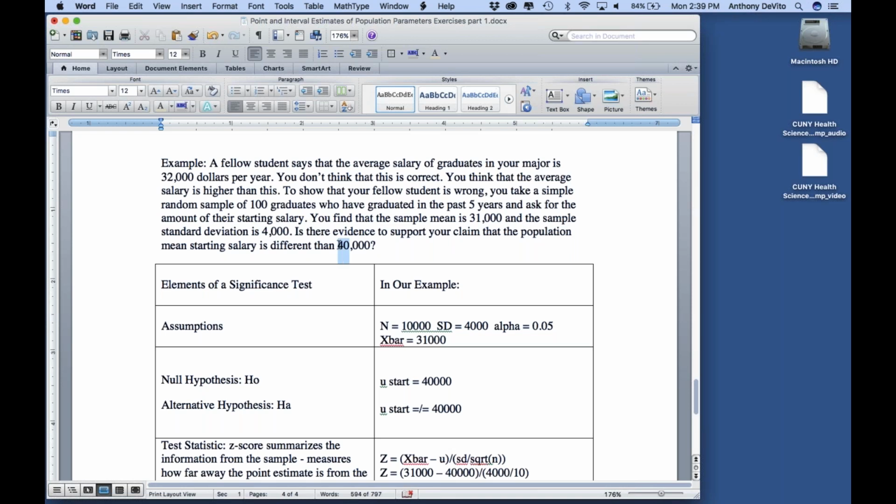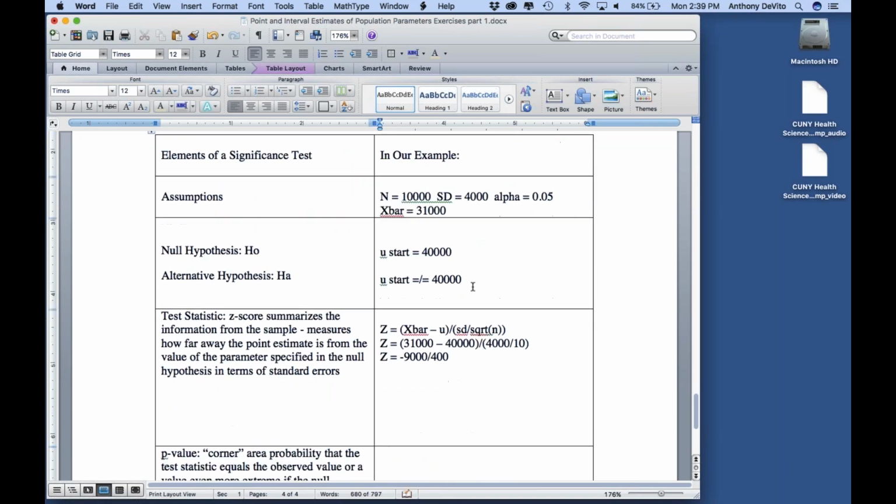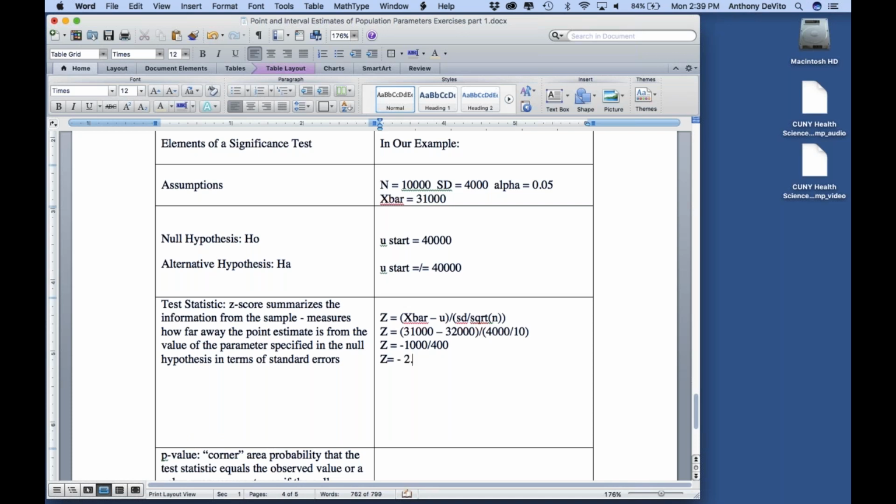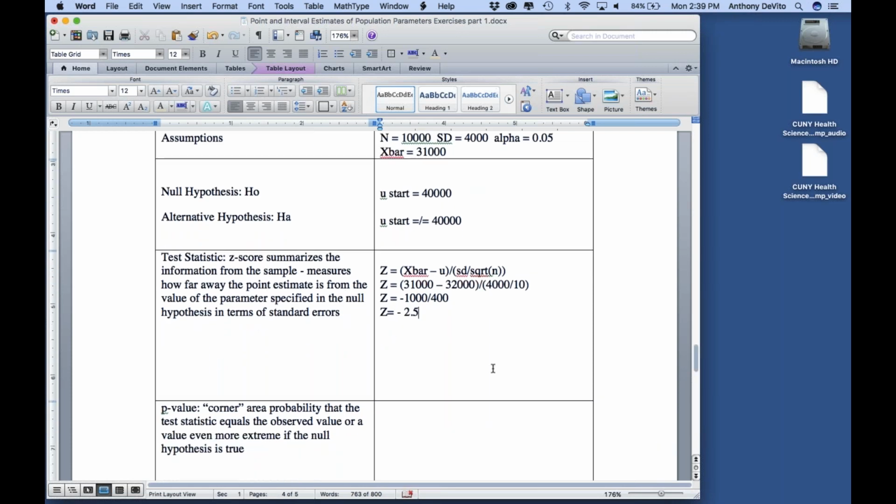32,000. Yeah, it's going to be more than 800. Okay, so it's more than 800. It's 1,000, right? Negative 1,000. So our z-score is going to be equal to negative 2.5. Right? 1,000 divided by 400 is 2.5. Negative 2.5.